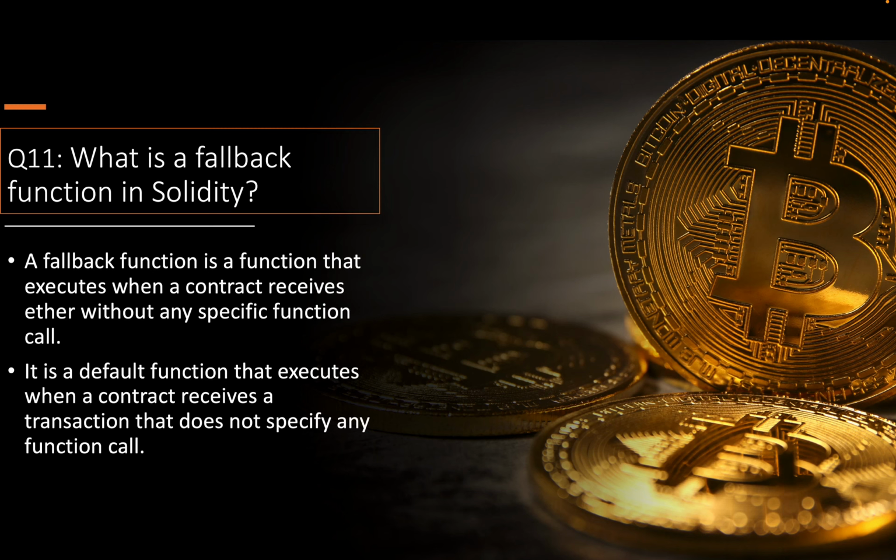Question number 11. What is a fallback function in Solidity? A fallback function is a function that executes when a contract receives Ether without any specific function call. It is a default function that executes when a contract receives a transaction that does not specify any function call.